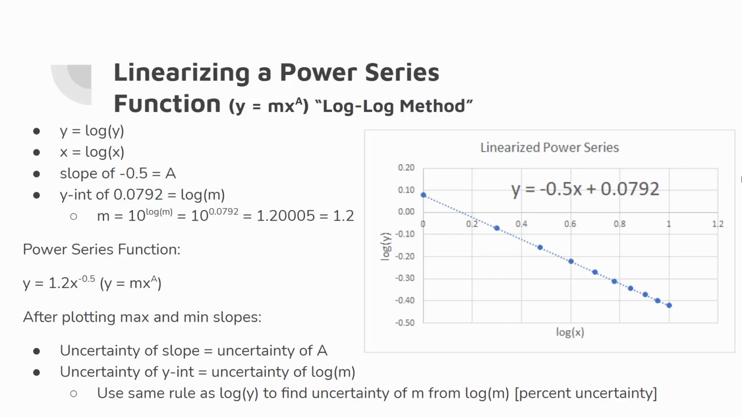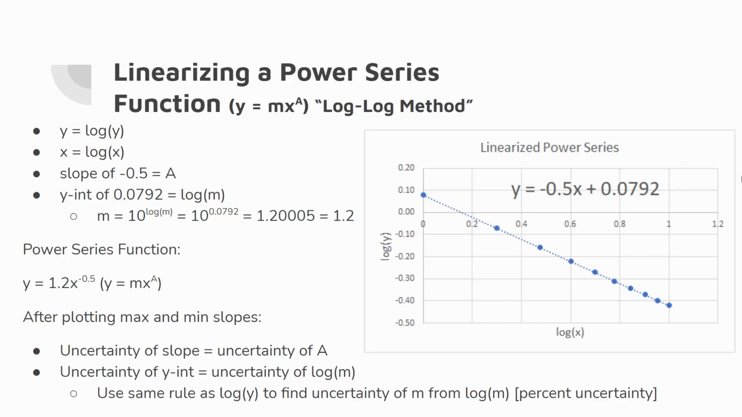So we have our linearized function. You will have error bars included in this linearized function, so you will be able to plot the maximum fit and the minimum fit. And from those maximum and minimum fits, you'll be able to find the uncertainty in the slope, which is the maximum slope minus the minimum slope divided by 2. You'll also be able to find the uncertainty in the y-intercept, which I don't think we've done before, but it's the same thing. The maximum y-intercept minus the minimum y-intercept divided by 2. So that uncertainty in the slope will be the uncertainty of a. You're done. The slope was the value of a, negative 0.5. And when you find the uncertainty in that slope, that's the uncertainty of a.